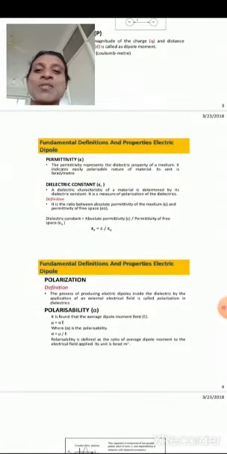The next property of a dielectric material is permittivity. It is one of the important properties of a medium. This indicates how easily the material will get polarized. The unit for permittivity is farad per meter.